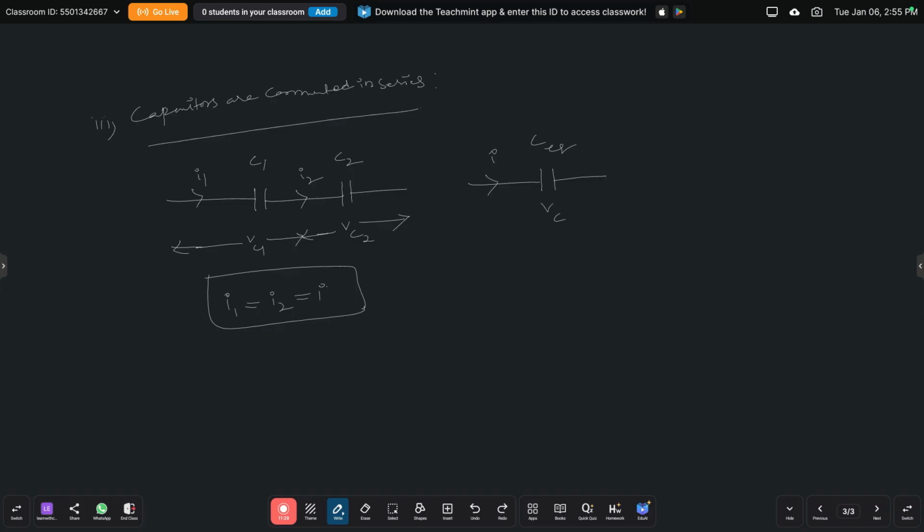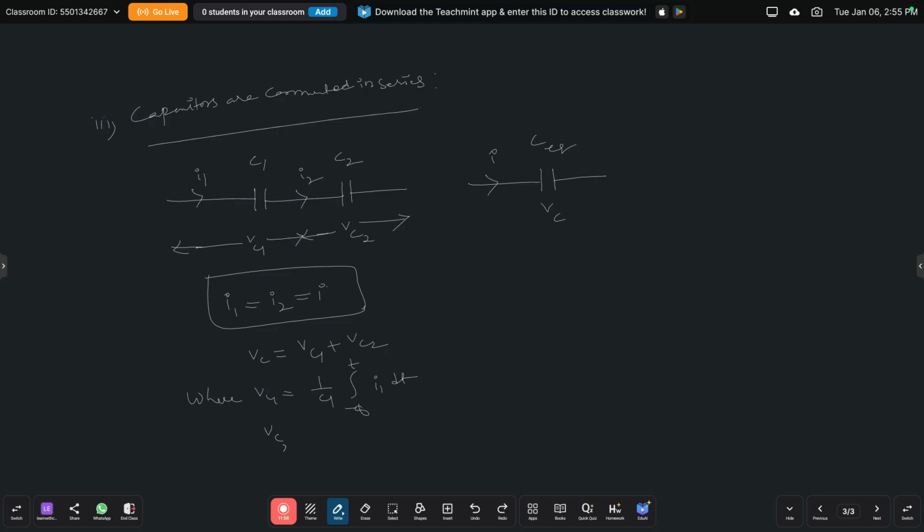So I1 is equal to I2 equal to I. But a different voltage will be there. So different voltages means VC is equal to VC1 plus VC2. So here the values of VC1 and VC2 and VC should be noted. First, the value of VC1: VC1 equals 1 by C1 integration from minus infinity to t of I1 dt.